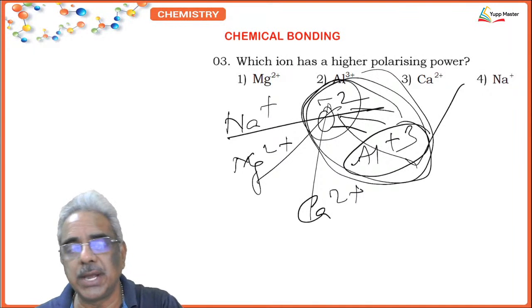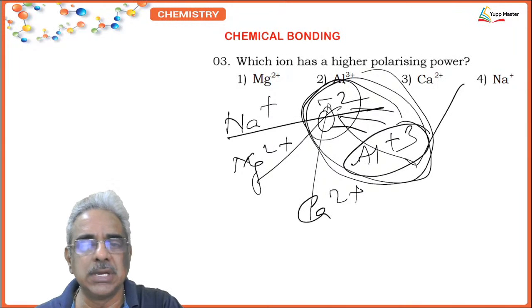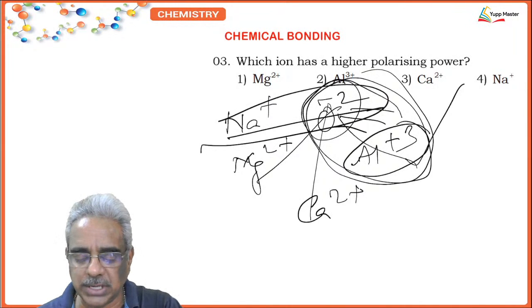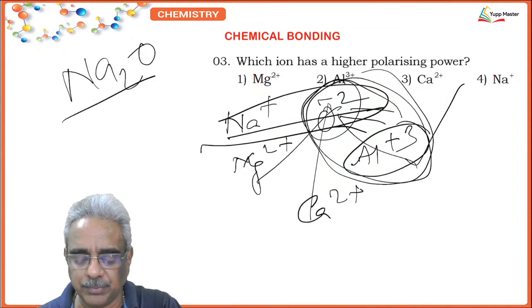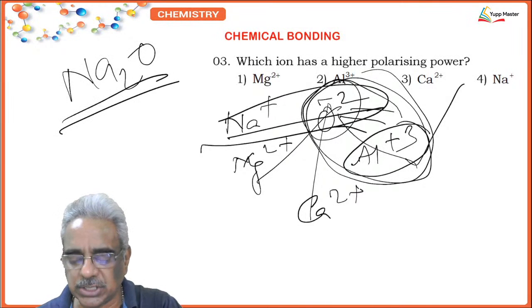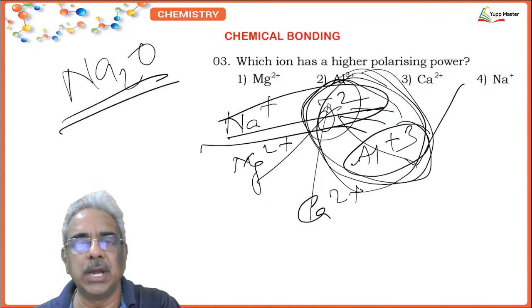Which will be the most ionic? Where the polarization is less, that will be the most ionic. Sodium oxide will be most ionic among them. Most ionic, sodium oxide. Least ionic or most covalent is Al2O3.